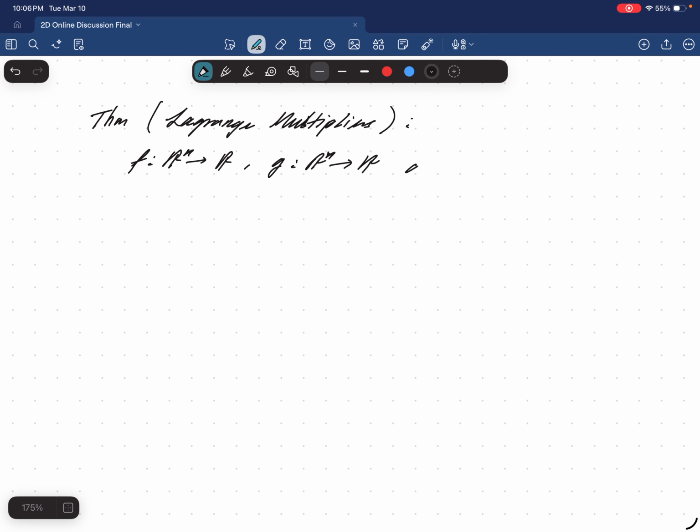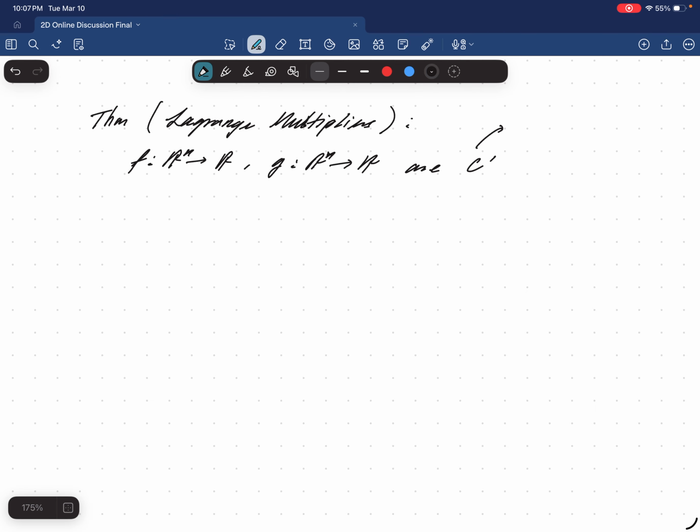Now let's talk about Lagrange multipliers. As a reminder, this is the theorem. Suppose f from Rn to R and g from Rn to R are C1. C1 means differentiable one time, and the derivative is continuous.